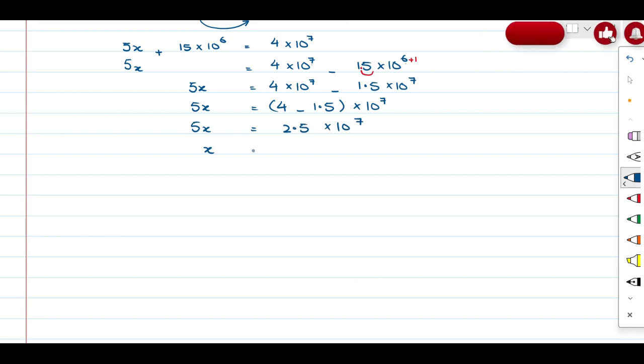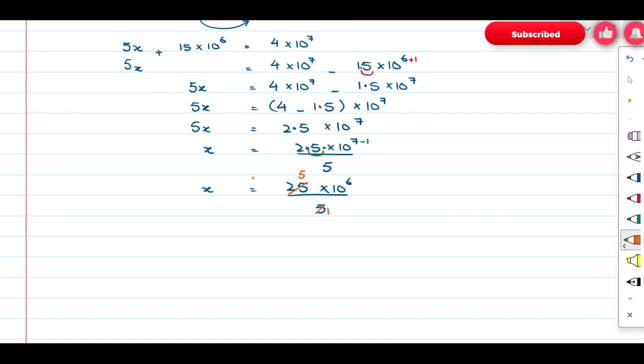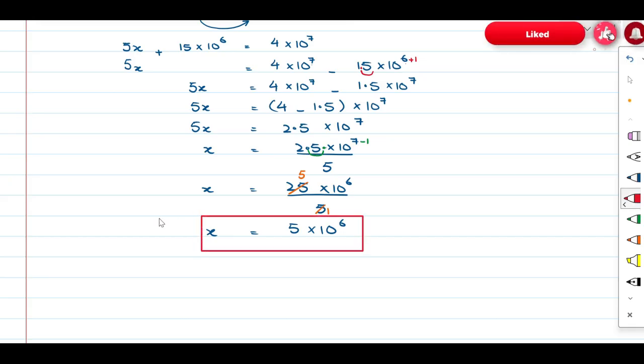Now to solve for x, you can say 2.5 times 10 to the power 7 divided by 5. How do 2.5 and 5 cancel out? So we have to simplify this. If I move this decimal point 1 unit to the right, then we subtract 1. Now x is equal to 25 times 10 to the power 6 over 5. Now we can easily cancel out. 5 times 1 is 5, 5 times 5 is 25, right? The simplified answer is x equals 5 times 10 to the power 6. So that is the simplified answer for x.